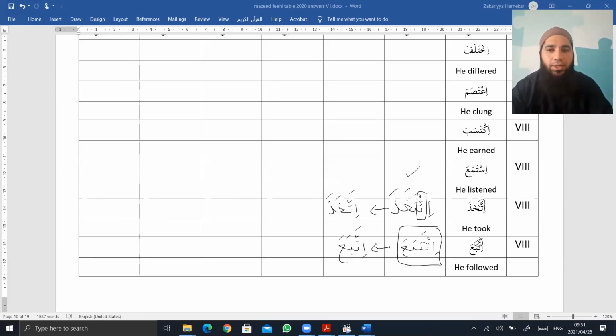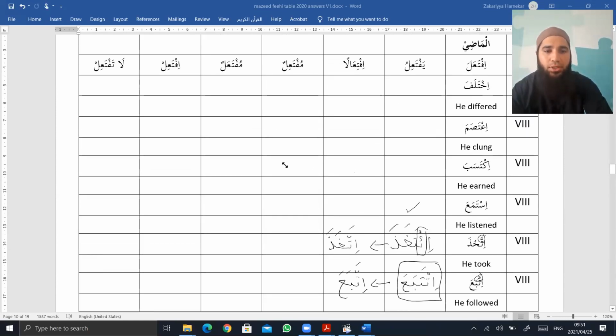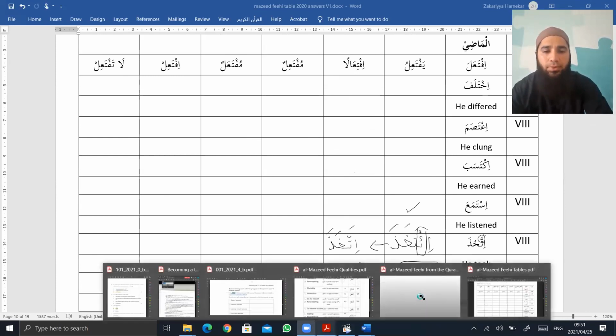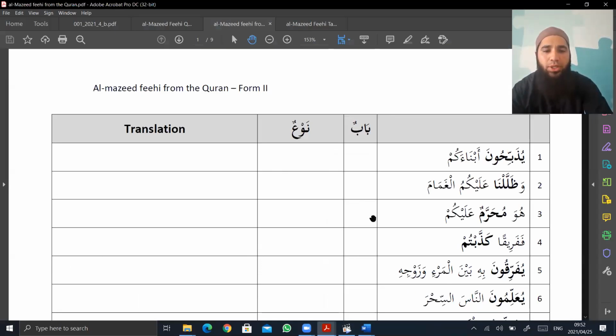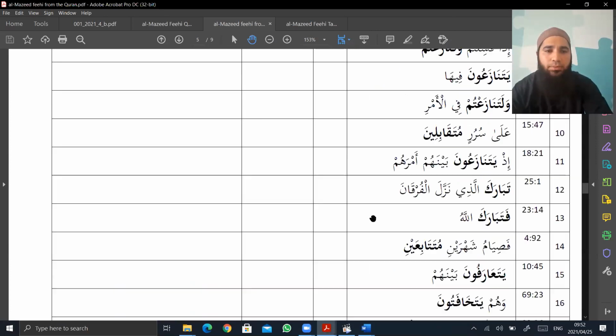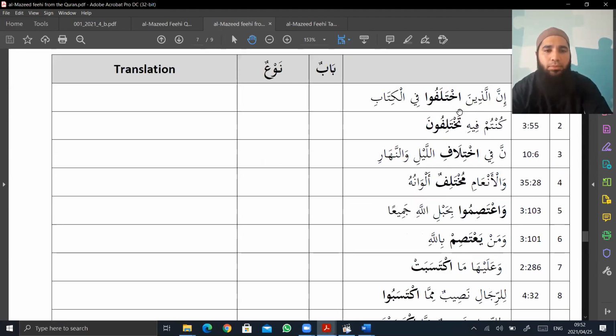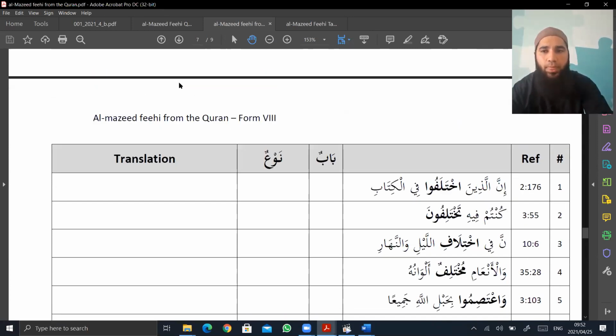So for homework, we're going to complete page 8, the scale of page 8, inshallah. Just fill out the English translations of each of those words. And what was the last homework that you had to do in Al-Mazid Fihi from the Quran? Bab 7. So you finished Bab 7 already. Then you can carry on to Bab 8 as well: inna alladhina ikhtalafu fil kitab. You can do that page as well, Form 8 from Al-Mazid Fihi from the Quran.